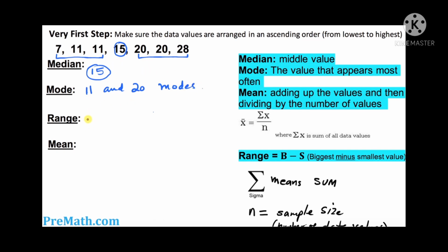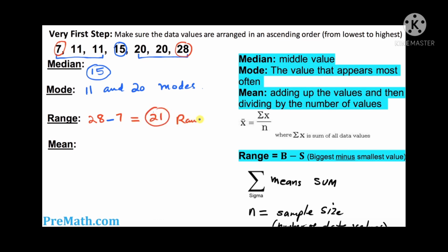Finally, our range is simply what? Range is over here. Look at what the lowest value is. The smallest value is 7 and the highest value, the maximum value, is 28. So range is simply the biggest number minus the smallest number. The biggest number is 28, and you always put a minus, and the smallest number is 7. You subtract, and that turns out to be 21.